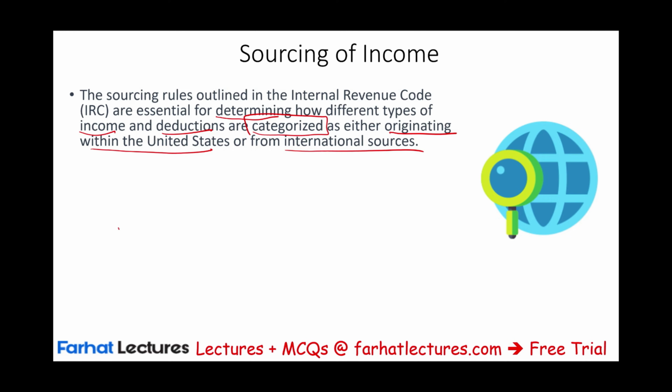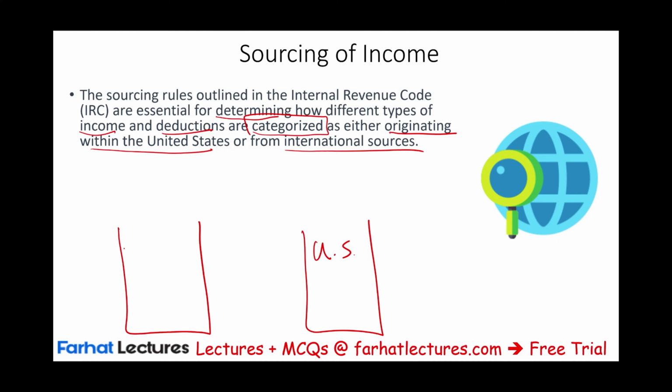Simply put, if we're talking about a corporation, they have to determine whether the income is US income or foreign. Now, why is that important? They either have to put it in this bucket or in this bucket. Well, if it's US income, it goes into the US bucket. If it's foreign income, it goes into the foreign bucket.